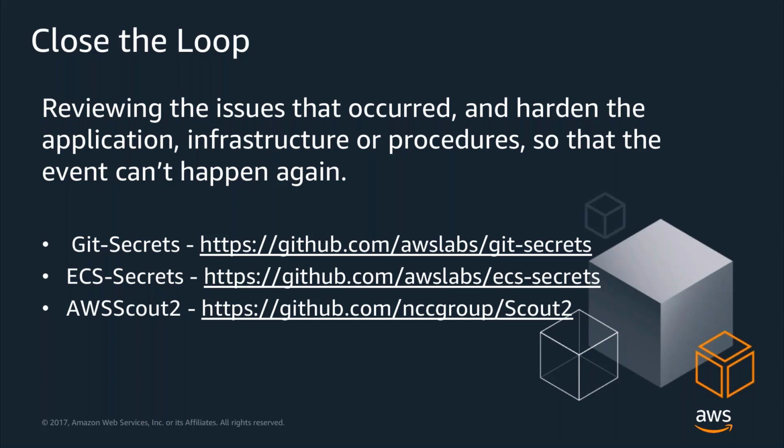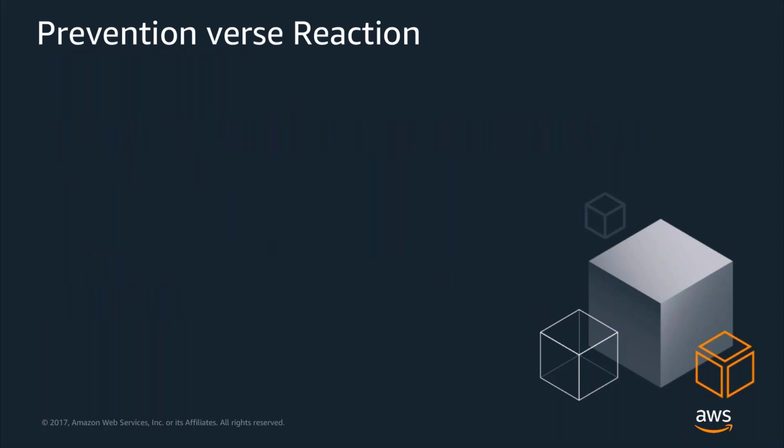And so I'm going to call out Git secrets and ECS secrets. These will help you keep your secrets out of Git. And that's a really, really good thing to do. Don't post your AWS secrets to Git. Please use SSM Parameter Store. Really a good thing to put stuff into. AWS Scout 2, also a good thing to do, not an AWS product, but solid stuff. This is one of those things that you can run on your account and it'll give you a review of things that you ought to look at in your account. Again, prevention versus reaction.